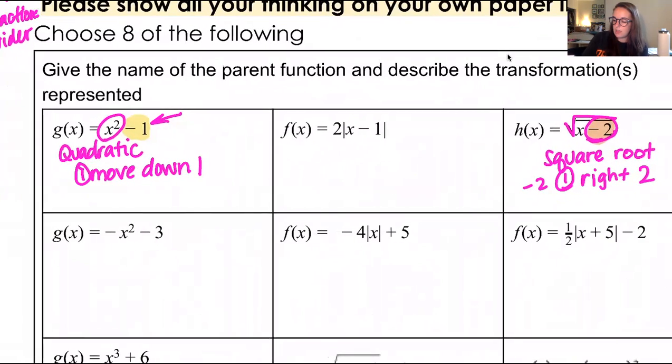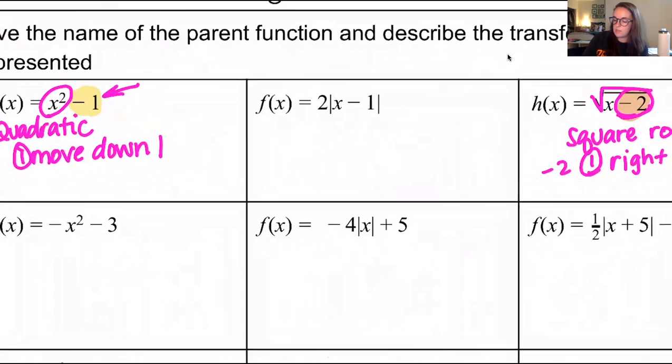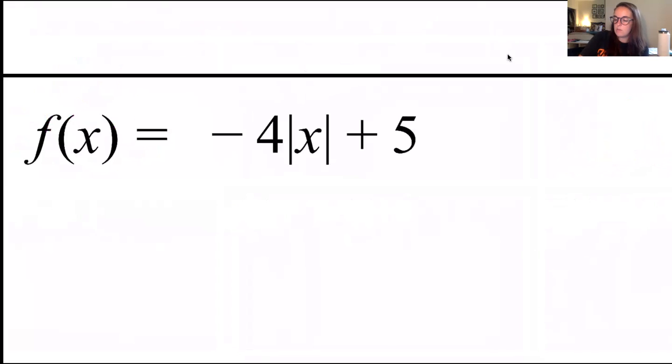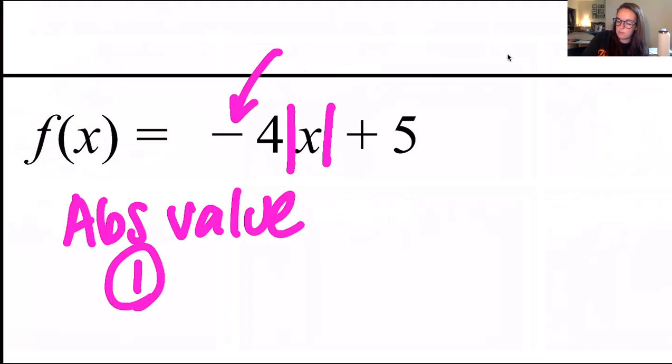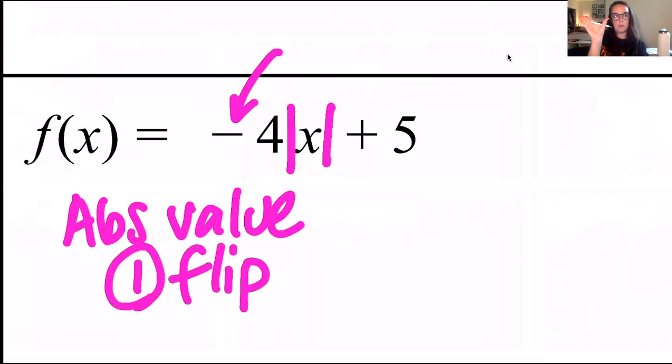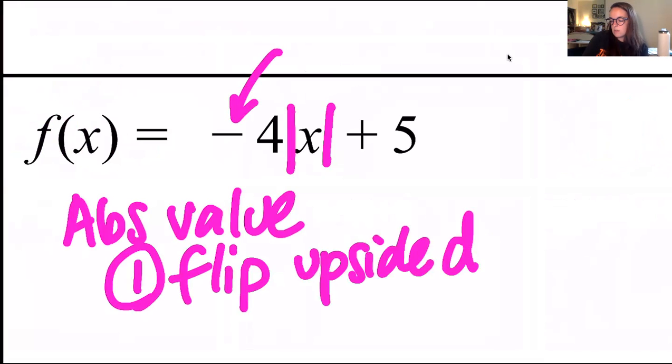Let's look at this one here. So for this graph, I see that there's absolute value. So that's what I'm starting with. That's my original graph. I see a negative in front. So that is going to flip upside down. So it would be the V like this, but we're going to flip it upside down like this. So flip upside down. That would be the negative.